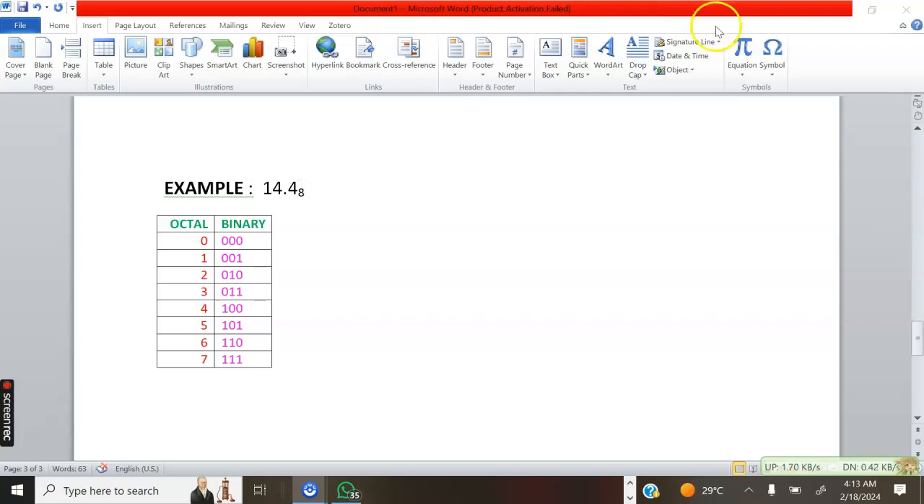Okay, I hope that you have attempted the whole thing. So let me go through the whole thing. So my number is 14, then we have a point, then the number is 4.